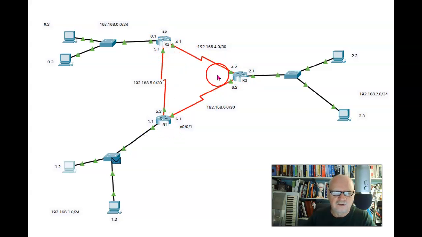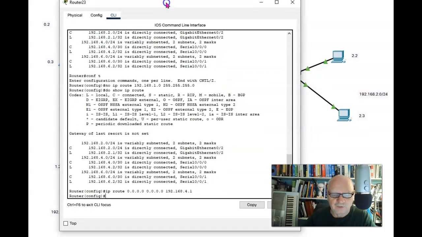And this one it did by gateway of last resort. This one it did by static route. Let's actually set a static route from this one. Let's turn this thing off. From R3 down to R1 and see what happens.